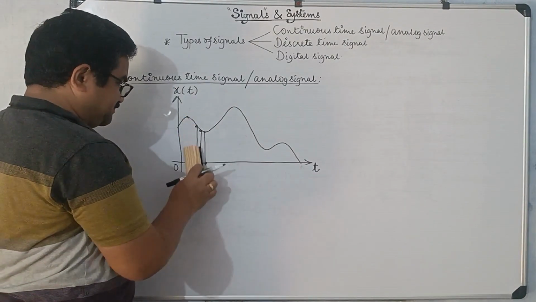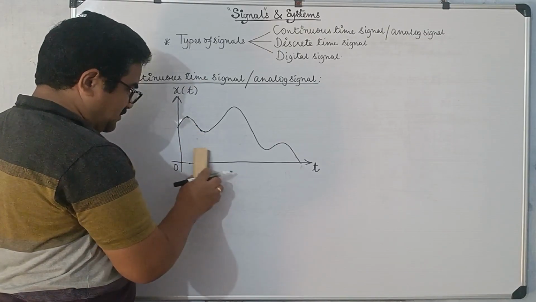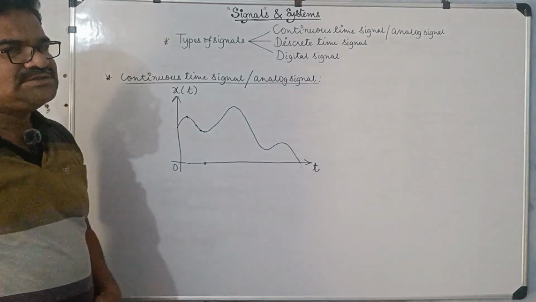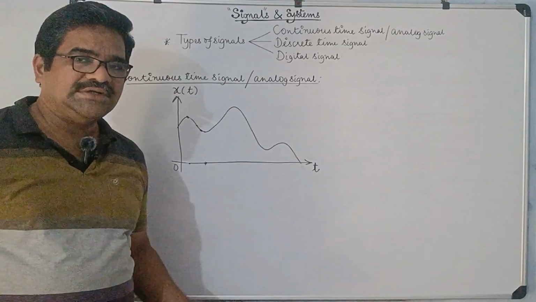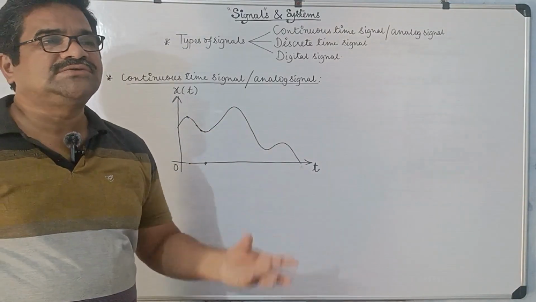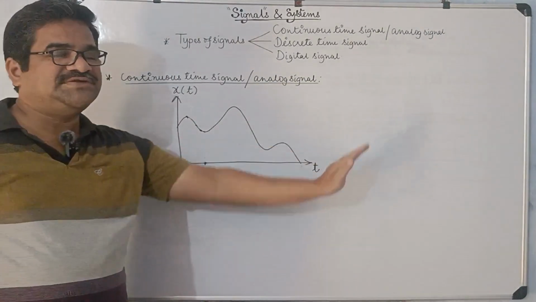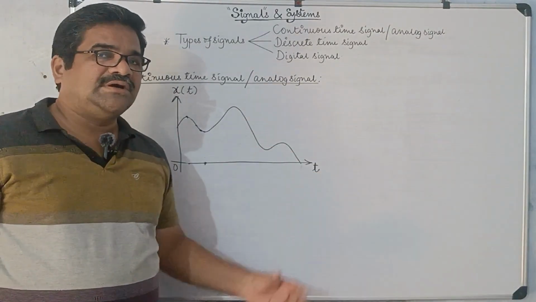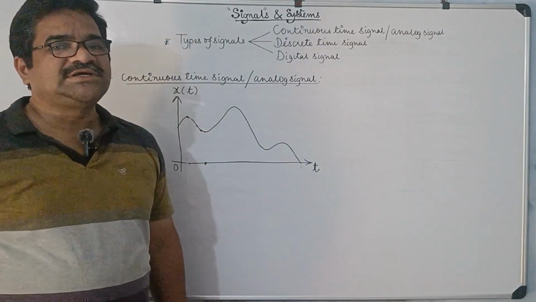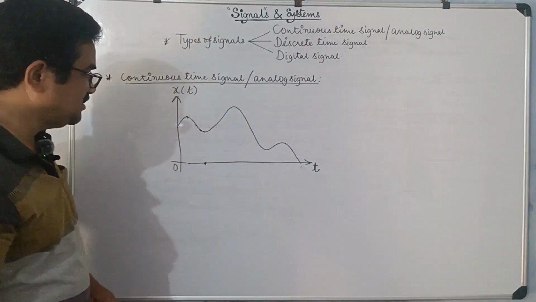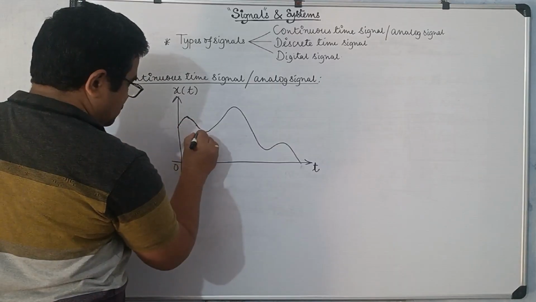Now, why do we call it an analog signal? Sometimes the signals are analogous or proportional to a certain physical phenomenon. They vary in proportion to, or analogous to, a certain physical phenomenon. We call it an analog signal. So analog signal is another name for continuous time signal. So this is my continuous time signal.